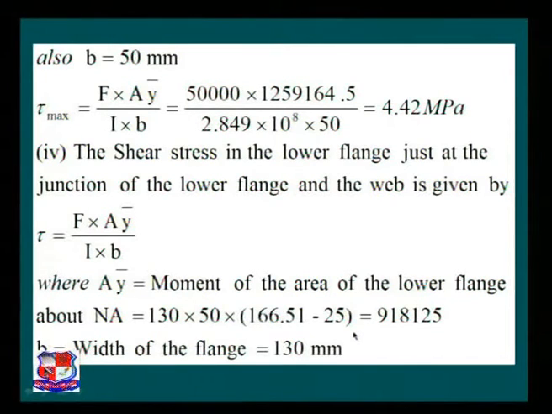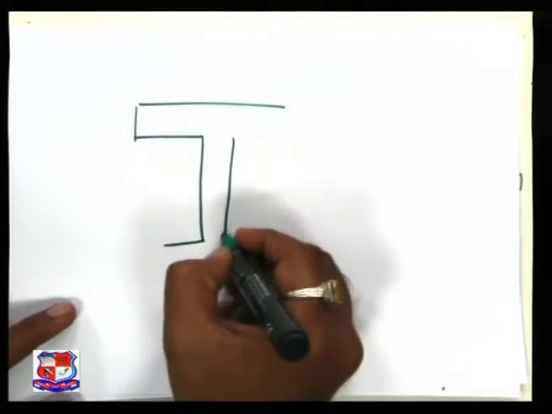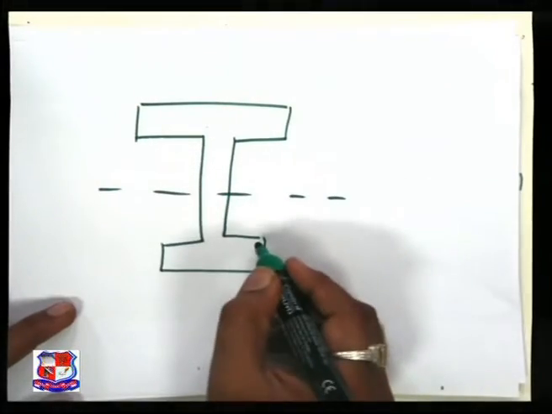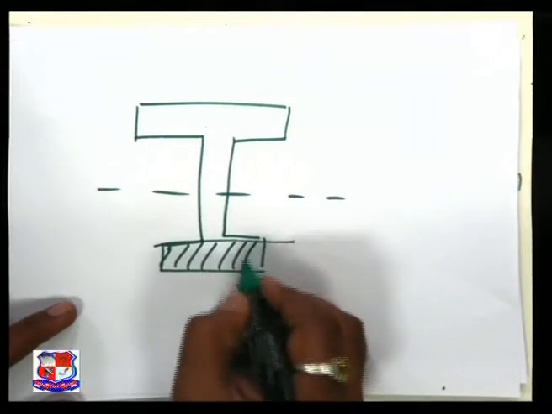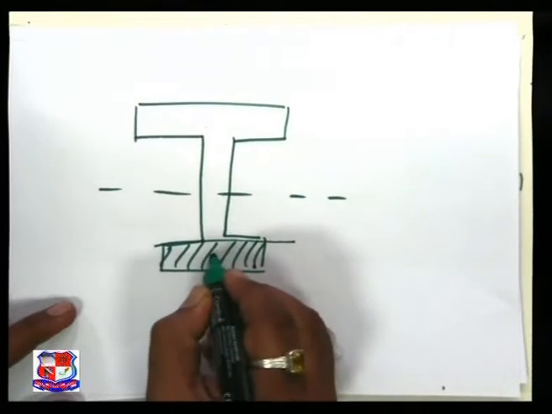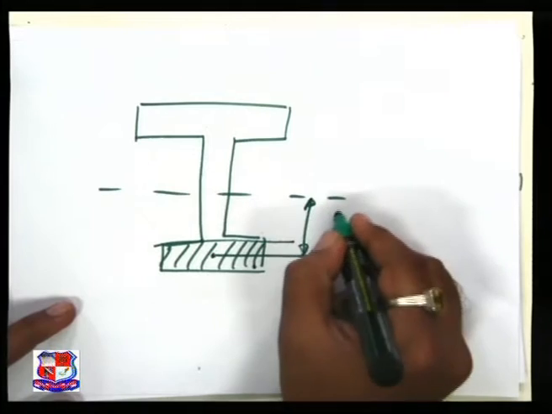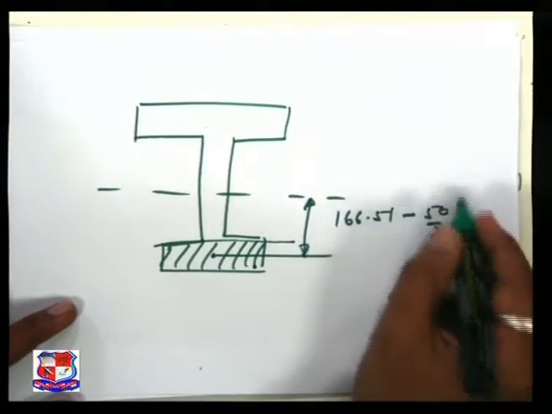If you want to understand it, please come on this tabletop. This is my I axis. The intention is to find the variation at the junction. The area under consideration is this one, area 130 into 50. The CG distance is this one, that is 166.51 minus 50 by 2.